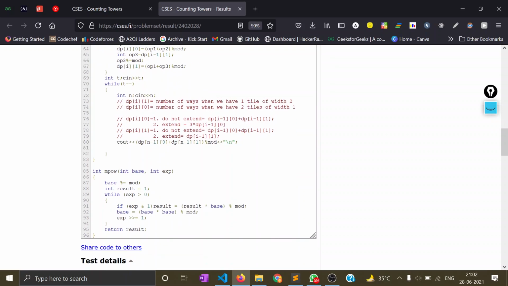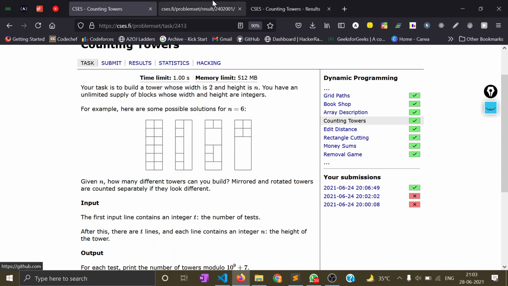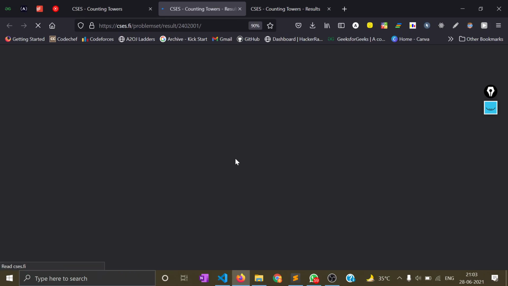So there is a little bit of a twist, right? This is the explanation. It's actually nothing, it's just twisted. It is exactly the same. But what we are doing here is pre-calculating all the values, because when I didn't pre-calculate it, I got a TLE, right?